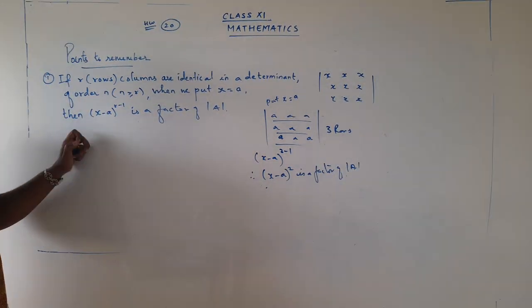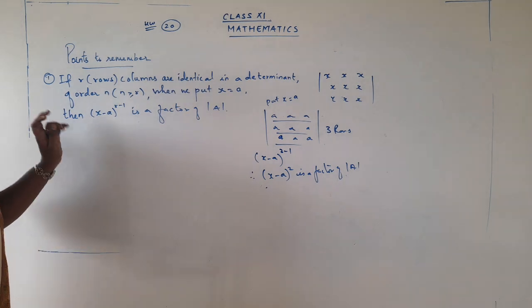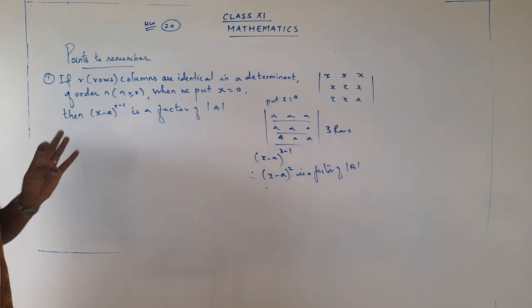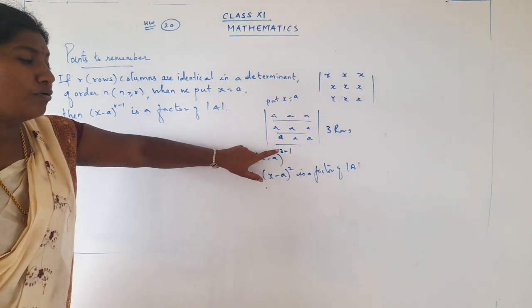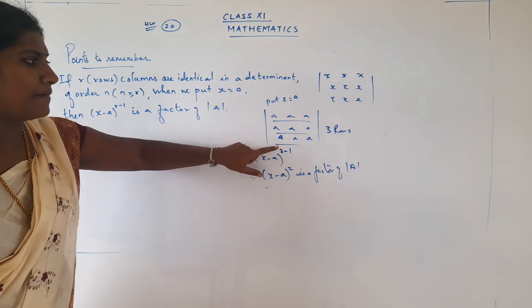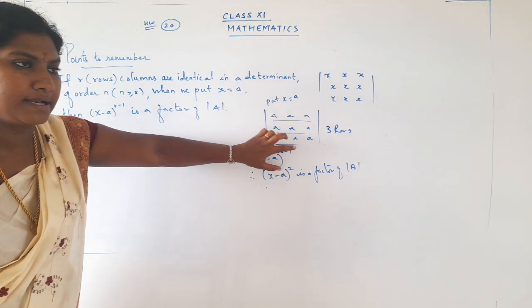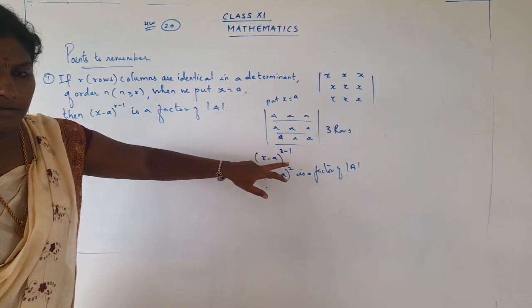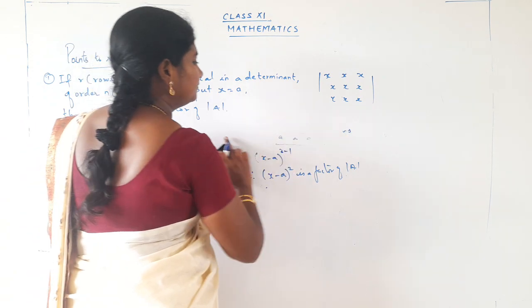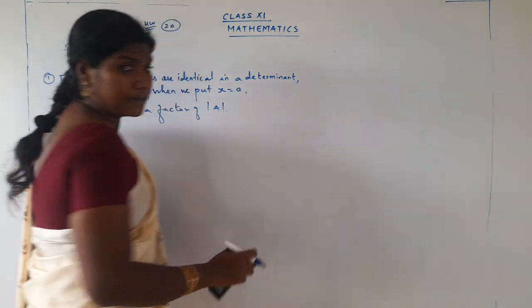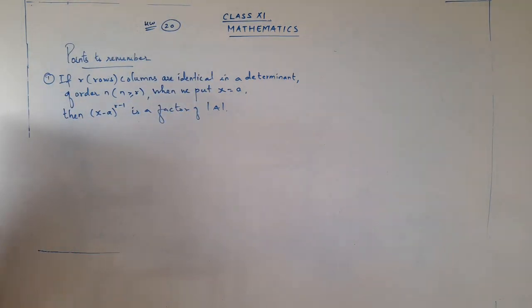So this is how you have to use this point. Remember, if you have any number of rows or columns identical, then you just use this formula, x minus a, the whole raised to r minus 1. Here 3 rows are the same, so I put 3 minus 1. If 2 rows are the same, 2 minus 1. Okay children, accordingly you have to put and get the factor. This is one point. Here some more points. Then point number 2.